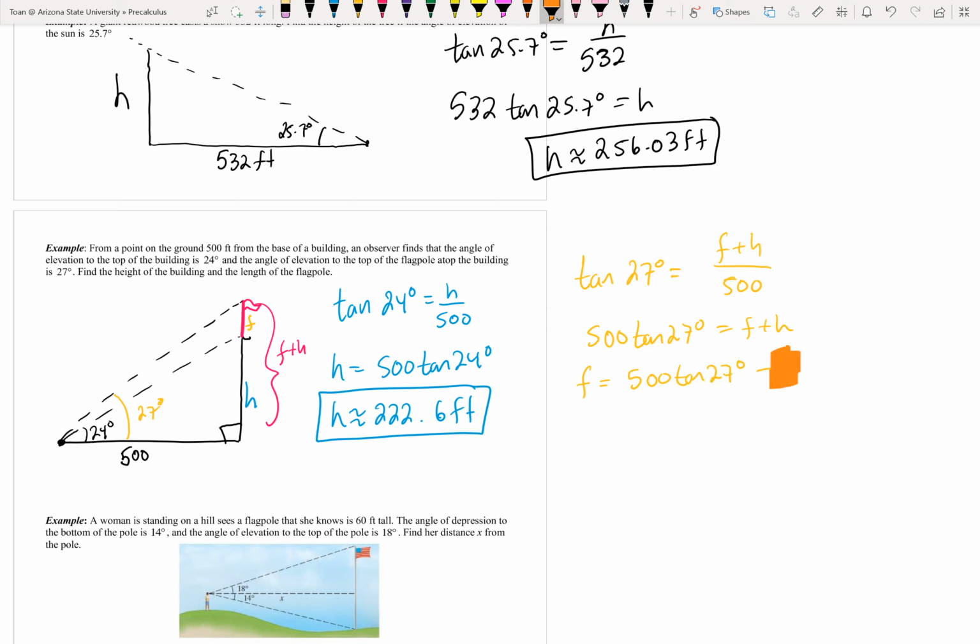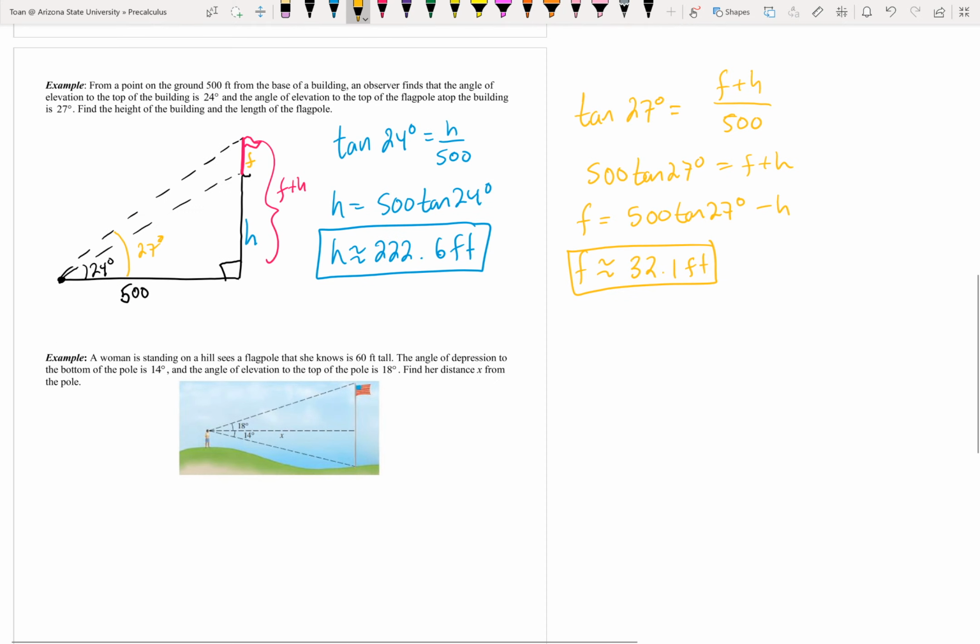We know what h is. Oh, that covered it up. We know what h is because we solved it in the first part. And this, you just pop into your calculator. So if you pop everything into your calculator, you get the flagpole to be about 32.1 feet tall. It's a really big flagpole. So there you go, an example of using trig to find heights.